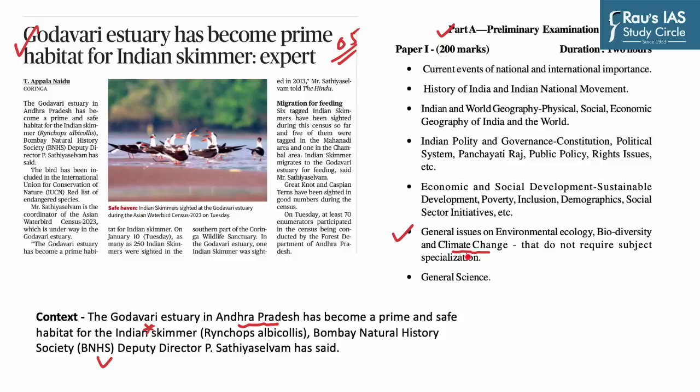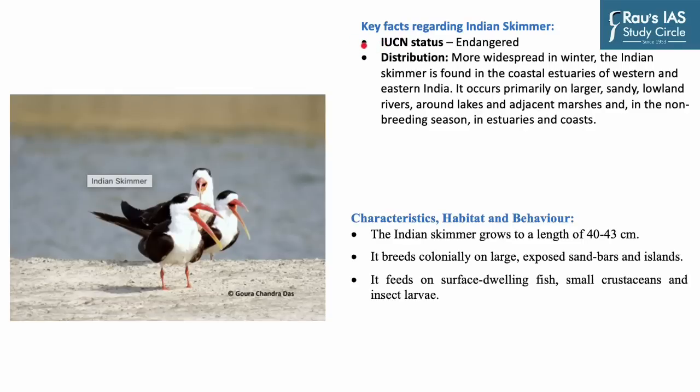So here in this discussion, we will be looking into points which are important from the prelims examination perspective. Now, the IUCN status of this bird is endangered. It is more widespread in winter. The Indian skimmer is found in the coastal estuaries of western and eastern India. It occurs primarily on larger sandy lowland rivers around lakes and adjacent marshes and in the non-breeding season in estuaries and coasts.